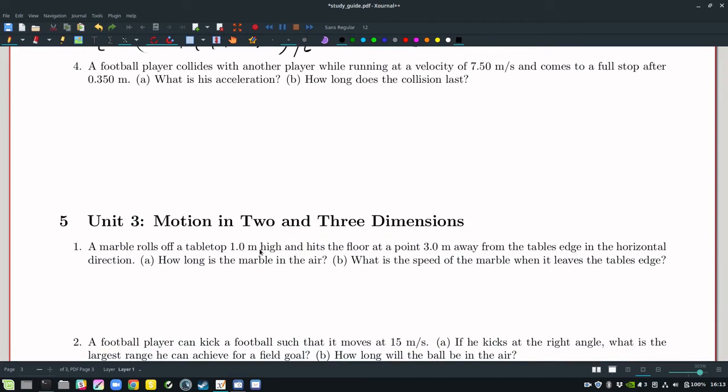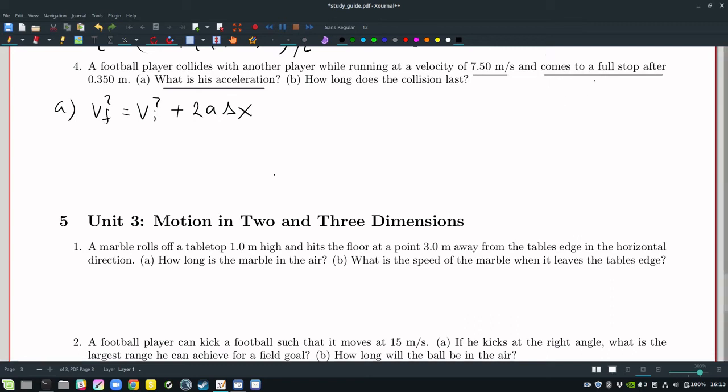A football player collides with another player while running at a velocity of 7.5 meters per second and comes to a full stop after 0.35 meters. What is his acceleration? The trick to this problem is that we are at no point told anything about time, so we're going to use the formula that does not involve time. We're being asked to solve for the acceleration, and we're told that the initial velocity is 7.5 meters per second, while the final velocity is 0. That's what it means when someone comes to a full stop. That means that the final velocity is 0.